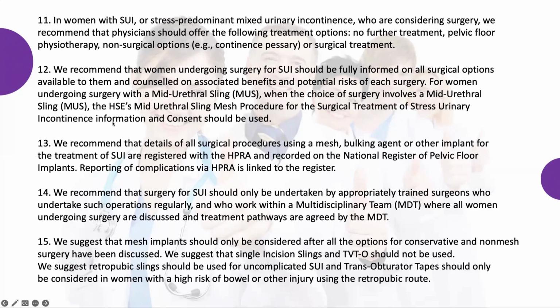This part we have already discussed: all the women undergoing surgery should be informed on all surgical options available for them and counseled about their risks and benefits, especially those who are going for a mid-urethral sling, what type of mesh they will use, or a mesh procedure. Because in RCOG they don't use a mesh, but you only use a mesh once... tell me when you use a mesh. When you use a mesh as a surgical option?